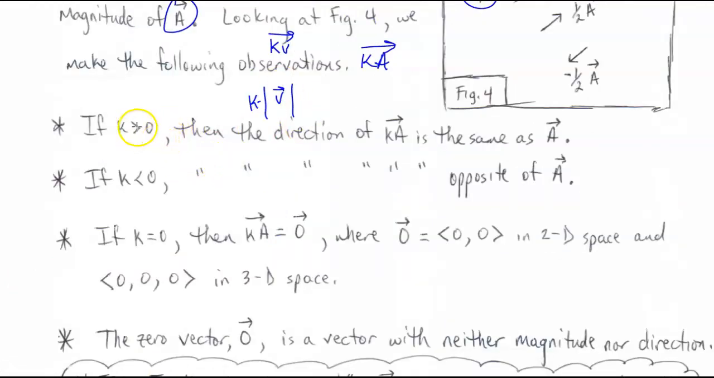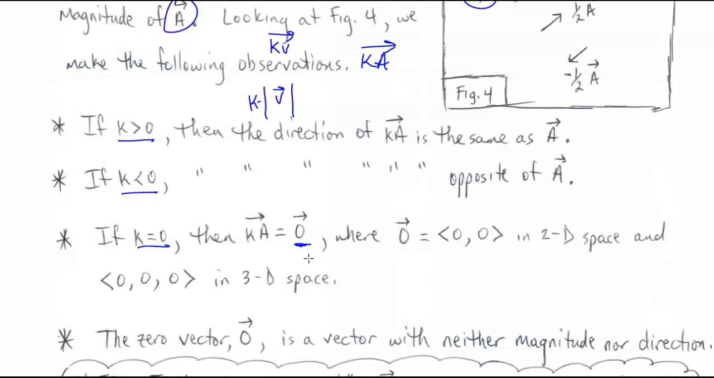So in general, anytime we take a vector and multiply it by a positive scalar, it's going to point in the same direction as the original vector. Anytime we multiply a vector by a negative scalar, it's going to point in the opposite direction. In terms of degrees, it will be exactly 180 degrees from where the original vector was pointing. And if that scalar value is 0, then it reduces to what we call the 0 vector, which is a vector that has neither magnitude nor direction.